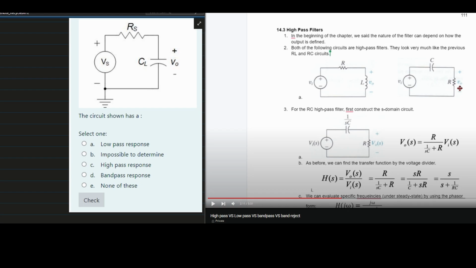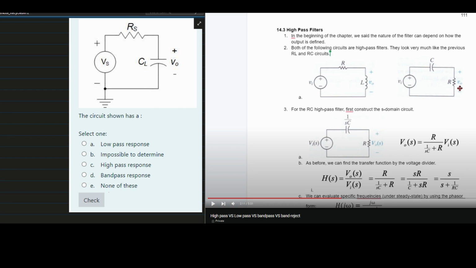For this problem, we're asked: the circuit shown has a low pass, impossible to determine, high pass, bandpass, or none of the responses. And if we look at the playlist linked below the like button, there's going to be a video that has high pass versus low pass versus band pass and band reject filters. Mostly we're focusing on high pass, low pass, and band pass here. So this is a filter.